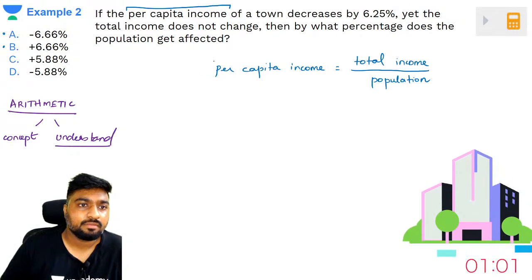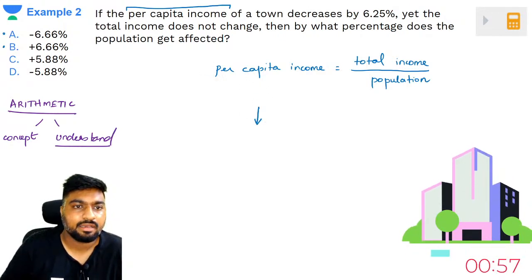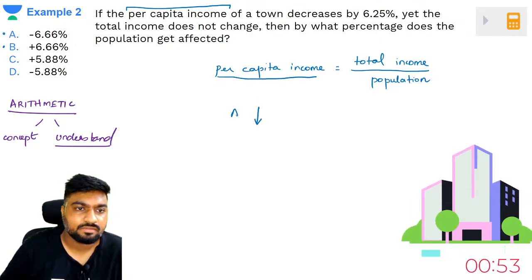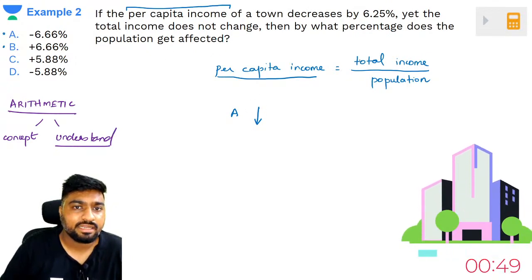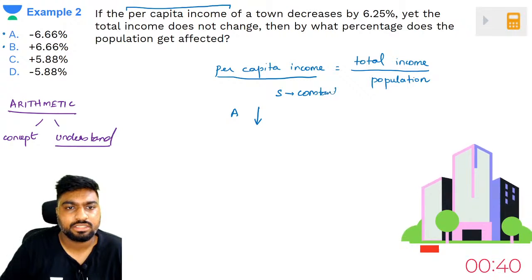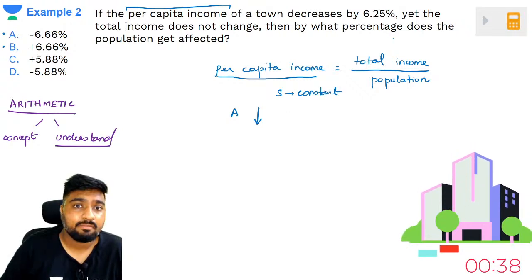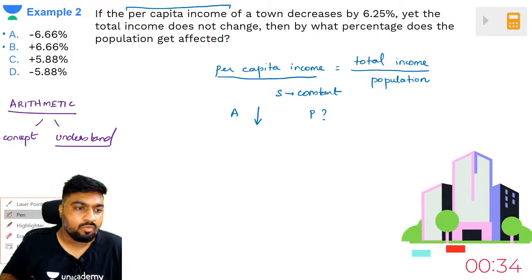They're saying that per capita income decreases. Per capita income, this part, let's call it A, average. If average decreases and they're saying the total income remains the same, total income is nothing but the sum. Sum is a constant, it's not changing. Then they're saying by what percentage does the population get affected? What do you know about average?